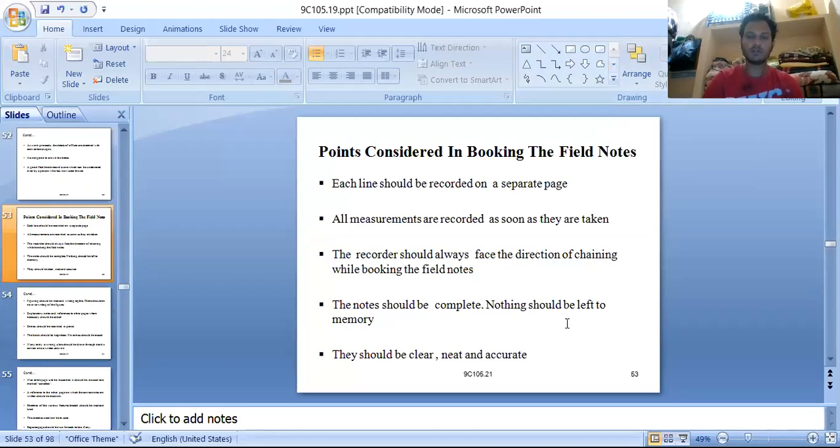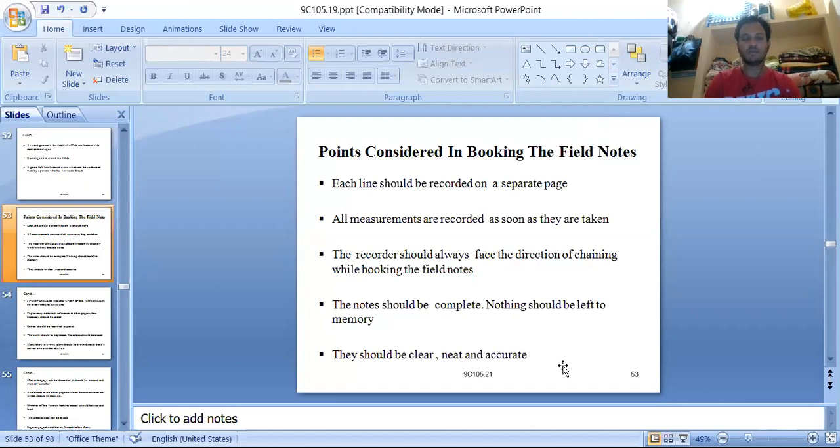Each line should be recorded on a separate page. All measurements are recorded as soon as they are taken. We cannot note down the recordings after two or three measurements. We have to record them as soon as they are taken. The recorder should always face the direction of chaining while booking the field notes. The note should be complete.